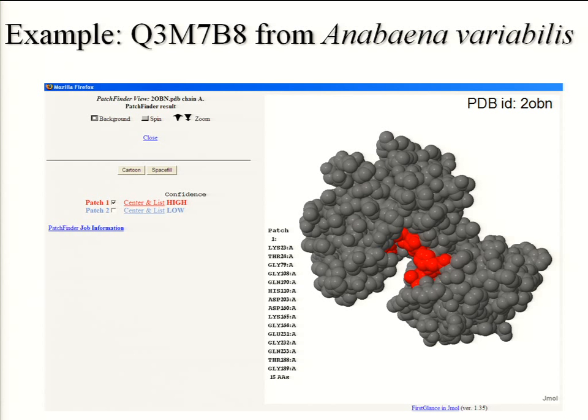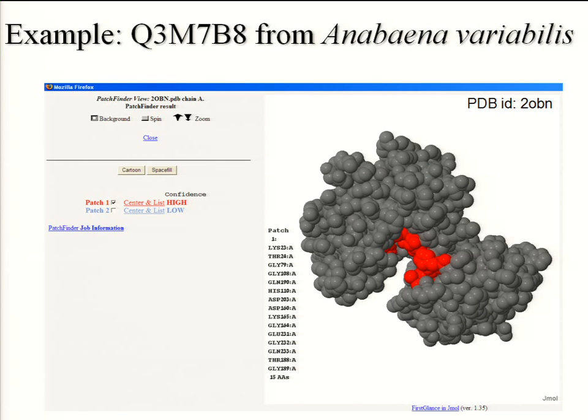This is one example. We do not have an automatic version to annotate function yet of all the proteins. However, we did look at several cases to try to see what we can do by combining other tools with manual use of other tools. So this is an example.